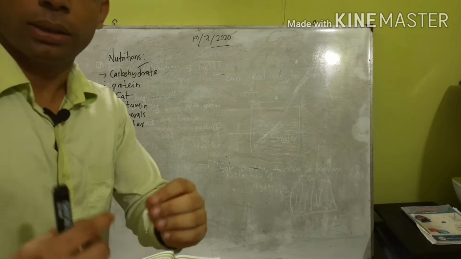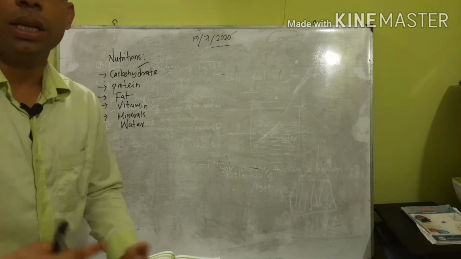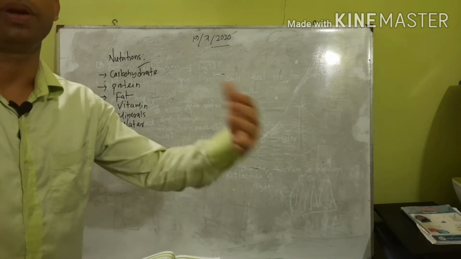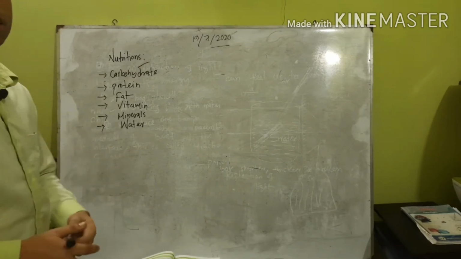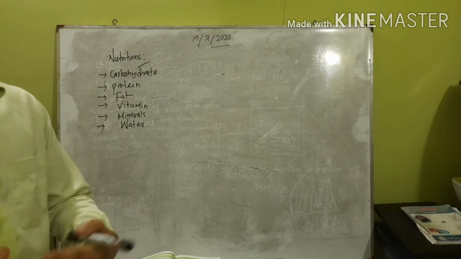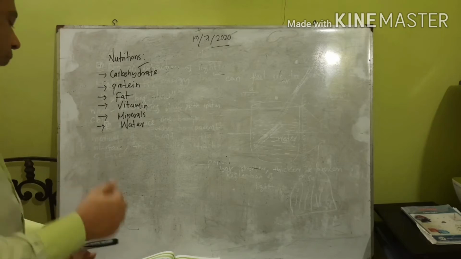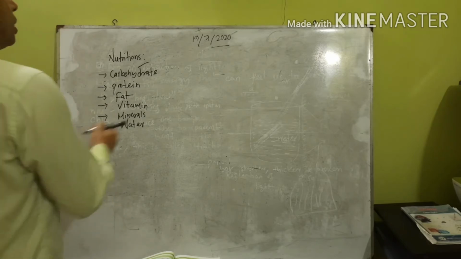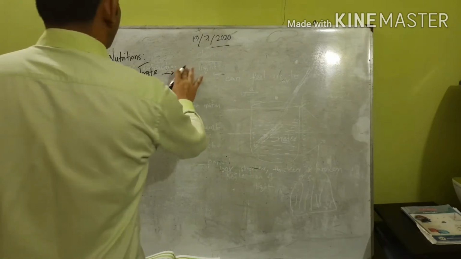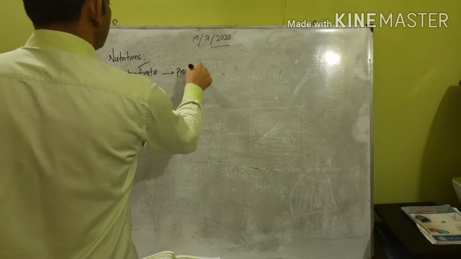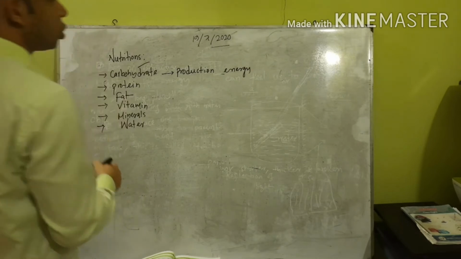We know these are the nutrition types, and where these nutrition types come from, we know from the previous years in class 6, 7, 8, 9. Basically, we need to know in which way these nutritions are functionally active. First of all, the general concept: carbohydrate is functionally active by the production of energy.